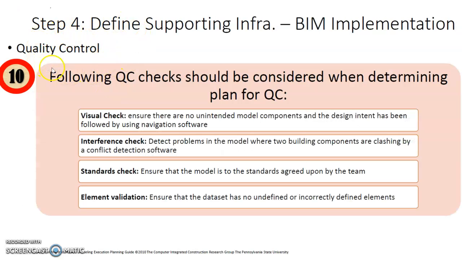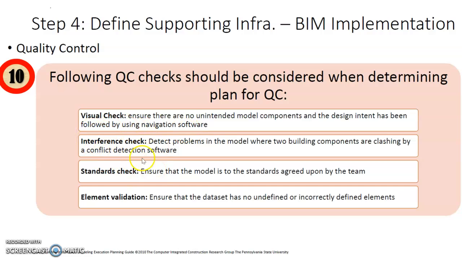Presence of a procedure for quality control is very important, to ensure that the project is done with the acceptable quality. So the following quality control checks, there are 4, should be considered when determining the plan for the quality control of the VDC project. In terms of a visual check, ensure that there are no unintended model components, and the design intent has been followed by using the navigation software.